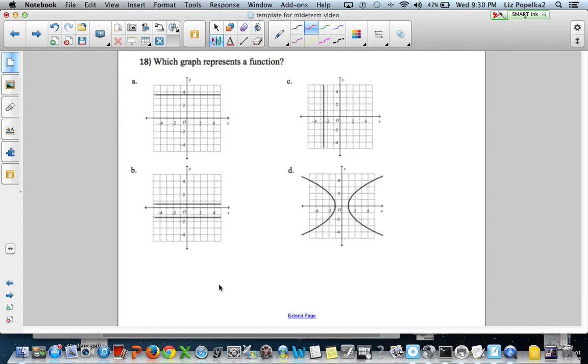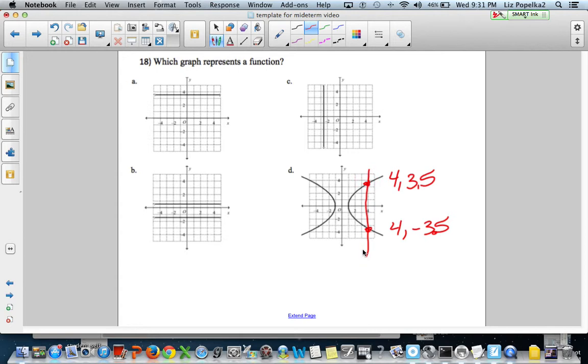Number 18, which graph represents a function? You remember the vertical line test, which means that if you can draw a vertical line anywhere through the graph and hit it in 2 places, or actually just more than one place, it's not a function. The reason for that, let's take a look right here. If I drew a vertical line right through this graph, this point where it hits is over 4 and up 3.5, so it's (4, 3.5). This one is over to the right 4 and then down 3.5, so that'd be (4, negative 3.5). So you've got the same input because they both have the same x's, but they have different outputs. So that means that this is not a function.